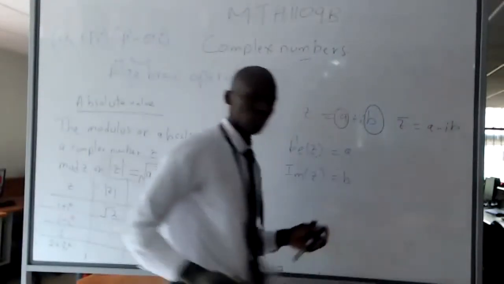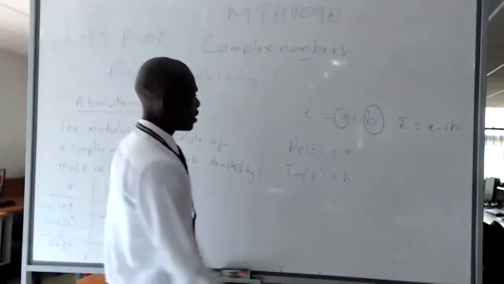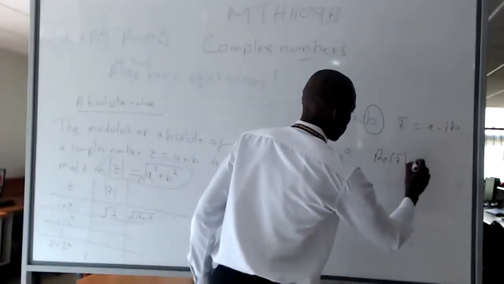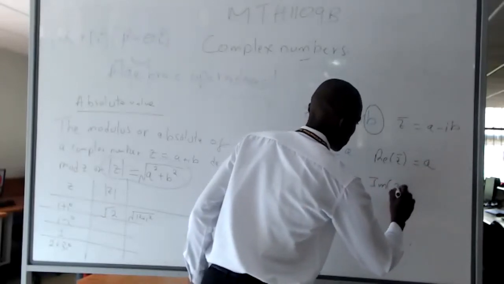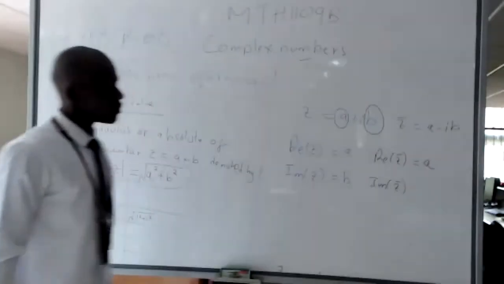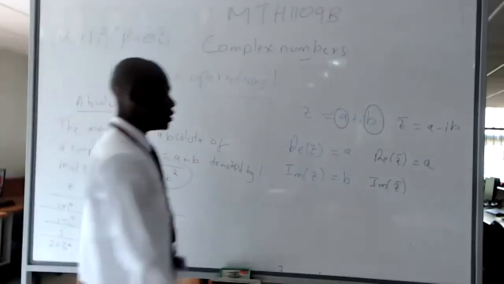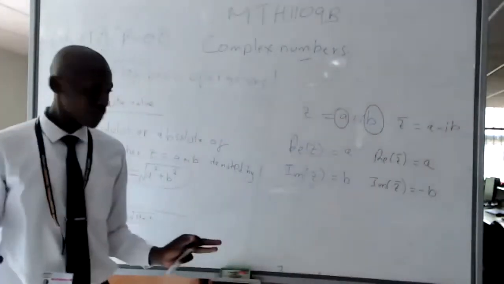We have defined what a complex conjugate is. I've said just change the sign of the imaginary part. So in the same way, the real part of the complex conjugate of this will be A. How about the imaginary part of this complex conjugate? Minus B. Good, minus B. So there is no I, okay?